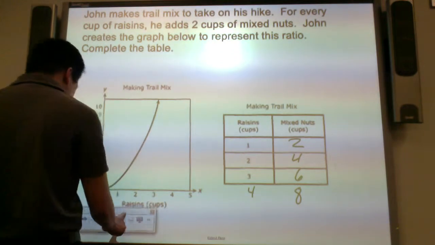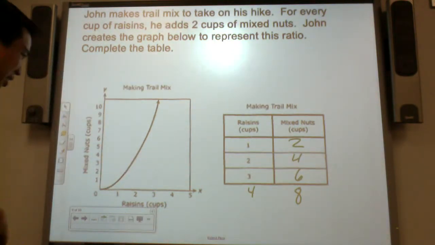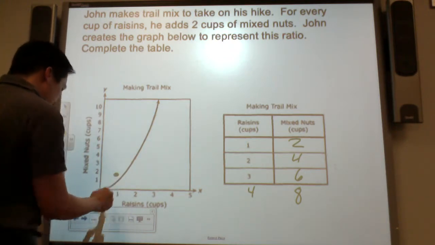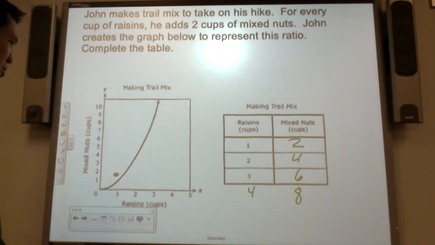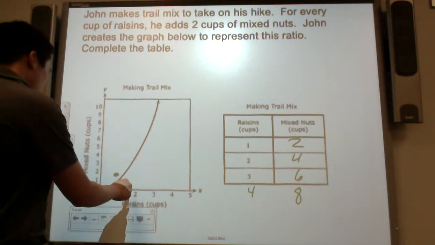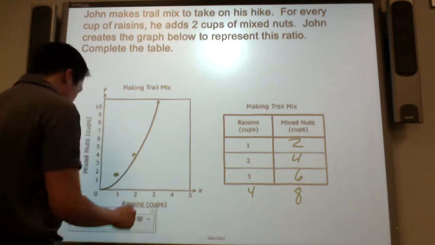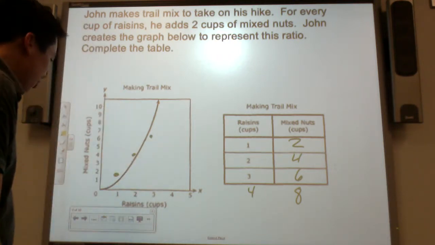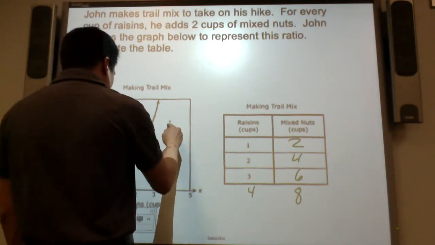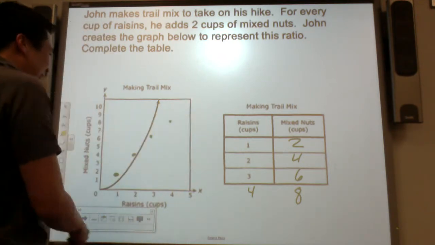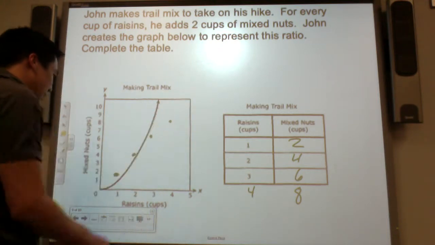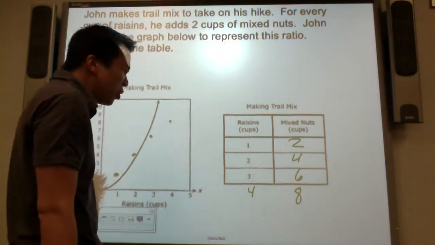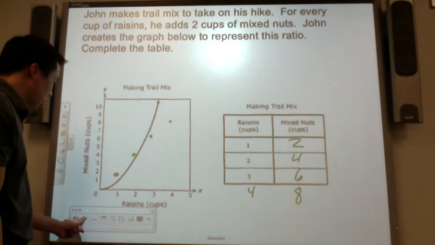Is this graph correct? Let me think about it. 1 cup of raisin needs 2 cups of nuts. First of all, that's lower than it's supposed to be. That's weird. 2 cups of raisin is 4. Maybe I'm doing it wrong. 3 cups of raisin needs 6 cups of nuts. 4 cups of raisin needs 8 cups. My dots would make a line, but this is like a curve. That is so strange. I don't know if I'm doing it right, or maybe I'm doing it wrong.